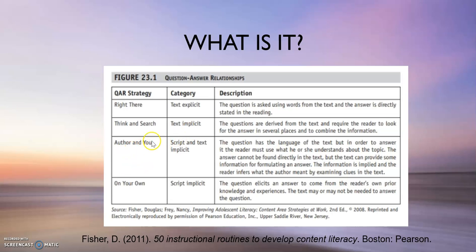The next type of question is author and me. This type of question uses the language of the text, but it requires students to apply some of their own background knowledge to information that's drawn from the text. The final type of question is on your own, where students use the text as a jumping off point, but they must apply critical thinking and answer the question from their own background knowledge.